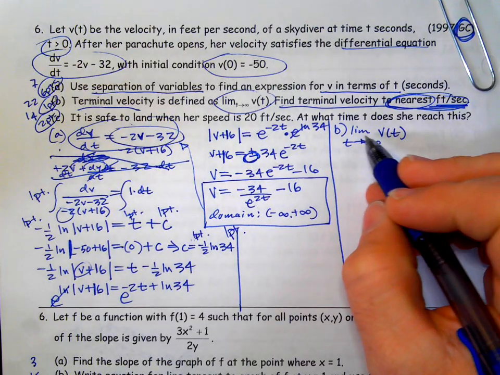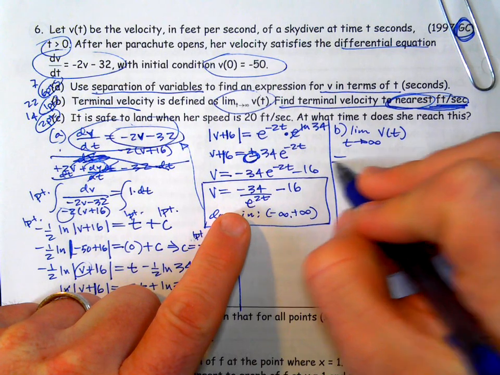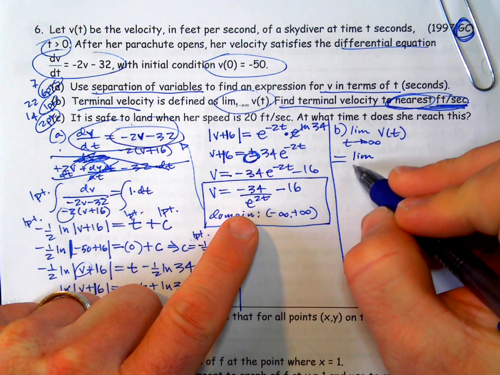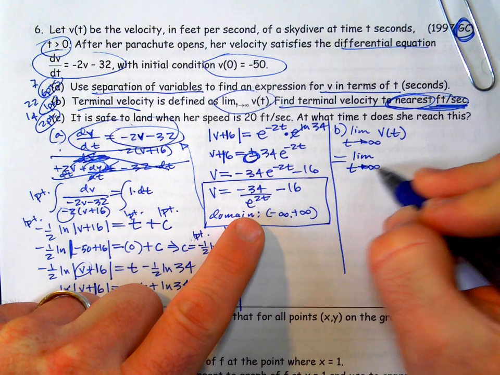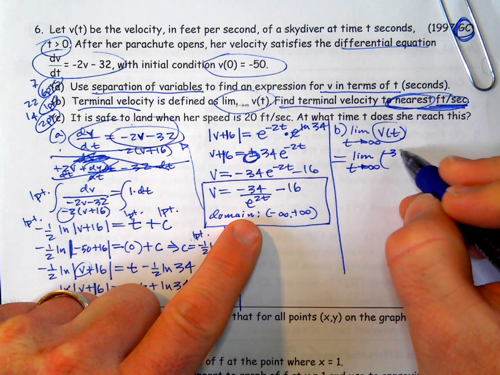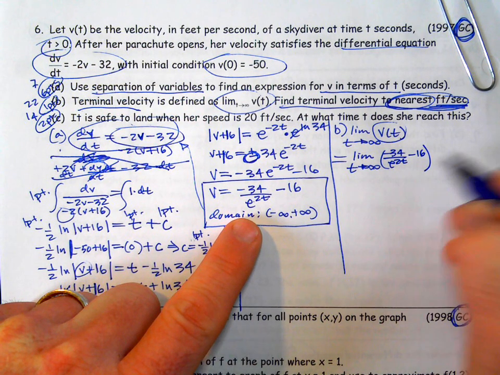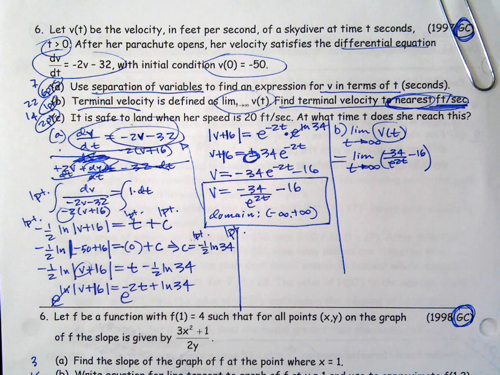So we could find that by taking the limit. Now, we have to have the answer from part A in order to do part B, because that's v right there. So we're going to take the limit of -34 over e to the -2t minus 16. And you guys should be good at limits. We haven't talked about them for a little while, so we're going to have to review them again.